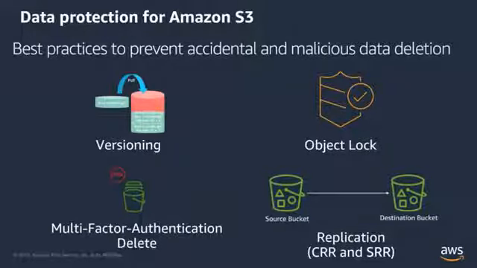Now, multi-factor authentication delete adds another layer of protection for deleting objects or changing the versioning state of a bucket. With MFA delete enabled, you need 2 forms of authentication to delete an object or to disable versioning on the bucket. The second form of authentication is either a virtual or a physical authentication device to create a one-time password.